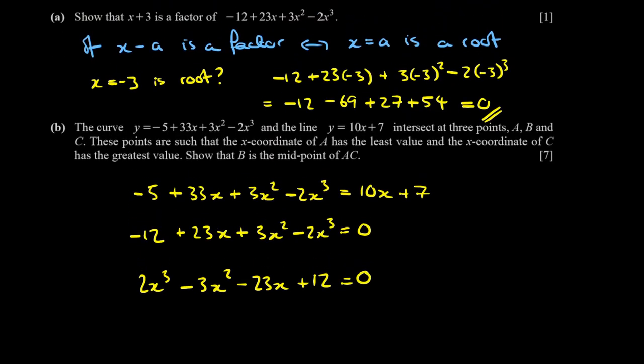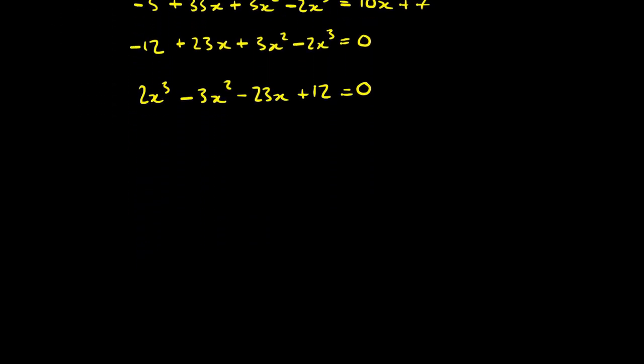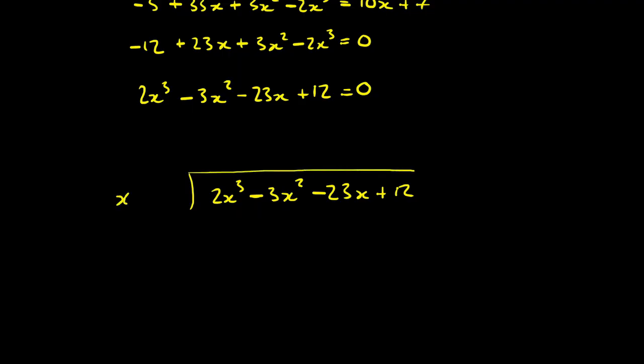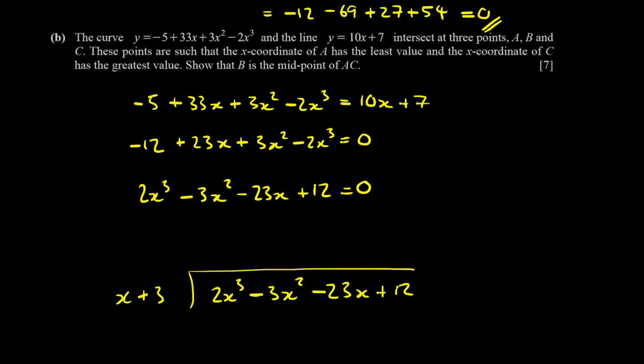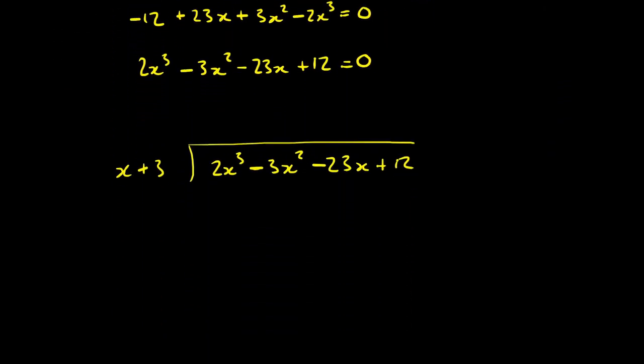Well, now, if we know that x plus 3 is a factor, then we can do a bit of polynomial division here. So we're going to do 2x cubed minus 3x squared minus 23x plus 12, and divide this whole thing through by x plus 3. Was it x plus 3? Just let me check. Yeah, x plus 3. All right then, let's do a bit of a recap of how we do polynomial division. This thing here, at the start, is always called our leading term. We do the leading term divided by this thing here. So 2x cubed divided by x is 2x squared.